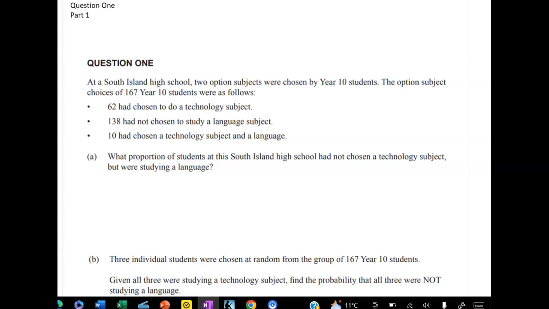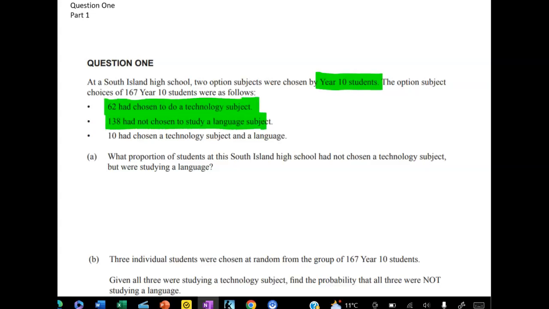One of the things I want to focus on in here is using the correct notation for conditional probability and for joint or 'and' probabilities. So this question is all about a South Island high school, and the first part is about 2 option subjects that were chosen by Year 10 students. And the option subject choices of 167 of them were as follows.